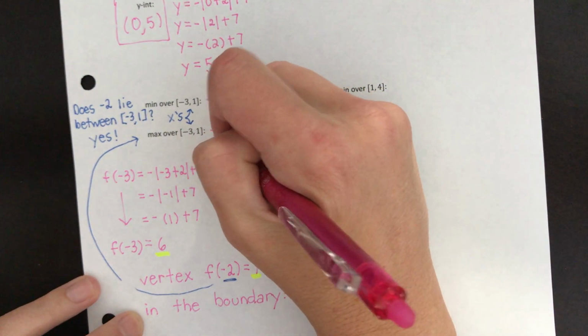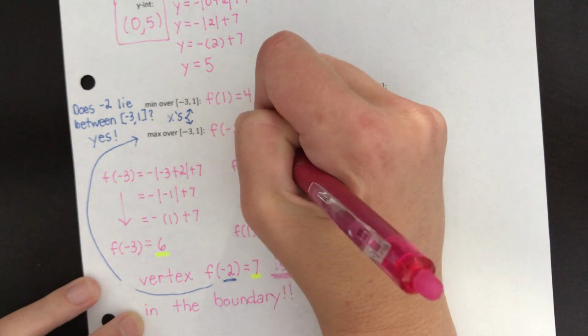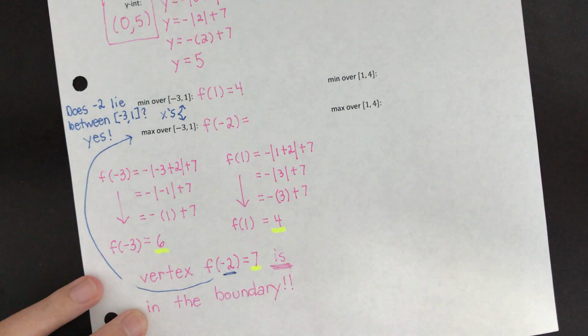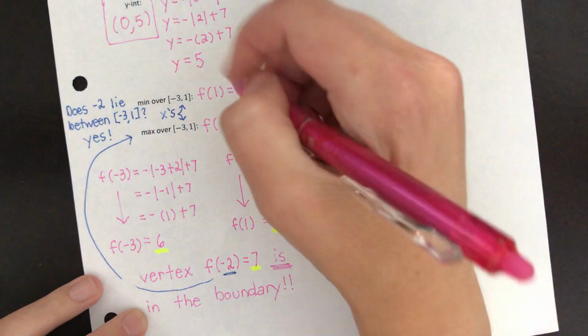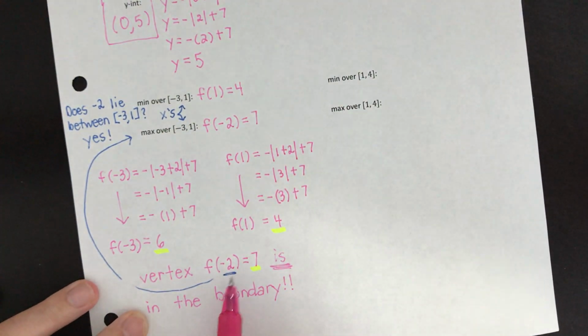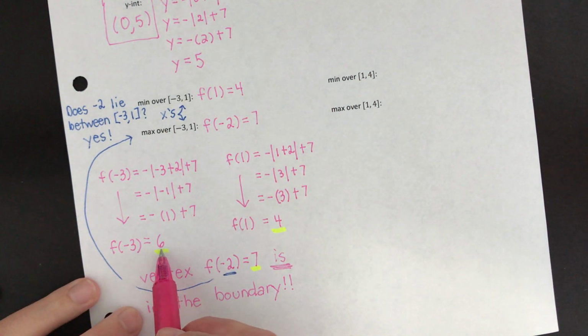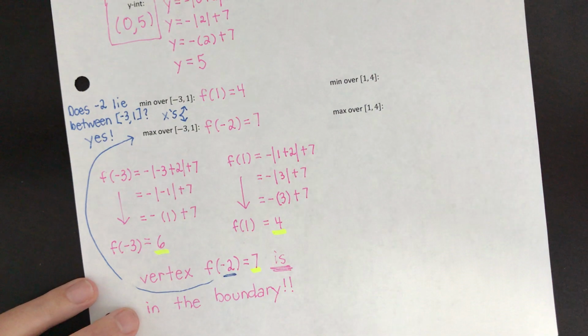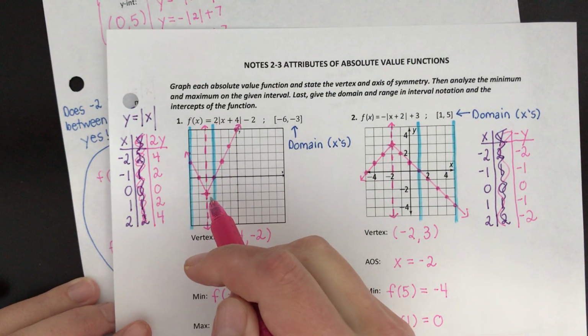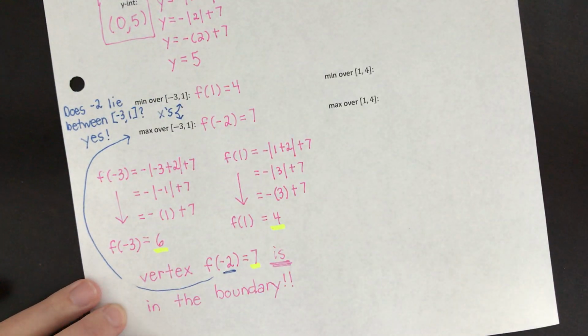Oh, the vertex. So the vertex lies in the boundary. That means it's going to be the highest point within the boundary. Okay, so the vertex is your max. This is your min. Remember, like I said, one of your boundaries isn't going to be used, just like it wasn't used on this problem here. One of your boundaries wasn't used on that problem.